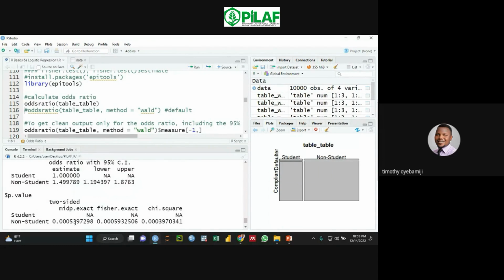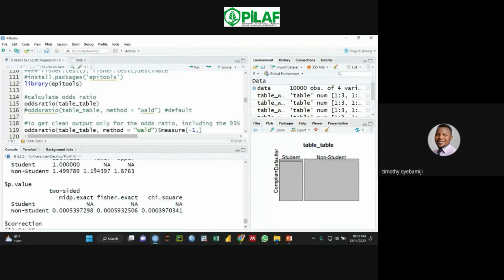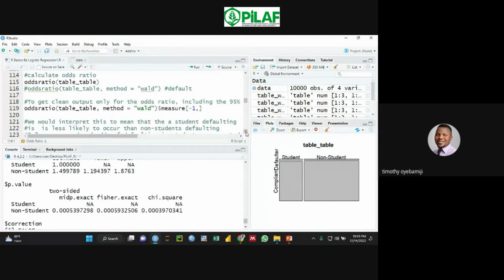Now, the significance value for this odds ratio. This odds ratio is significant. It is less than 0.05. What does that mean? It means that we are confident that 95% of the time, when we perform these experiments again and again, the odds ratio for students and non-students defaulters will be between 1.19 and 1.87. So this is our point estimate for the odds ratio, and this is the interval estimate for the odds ratio as well.